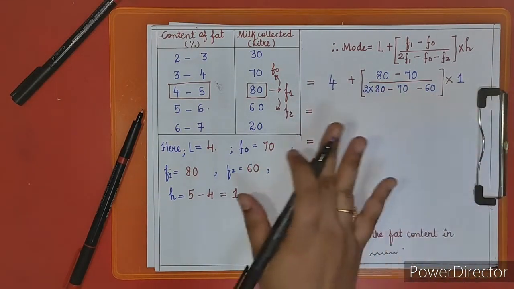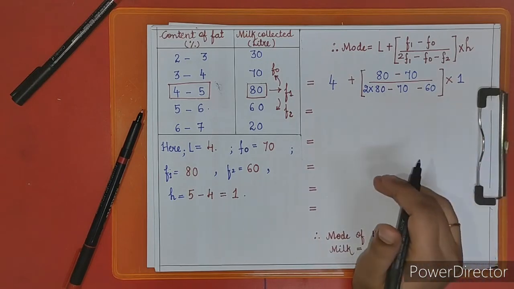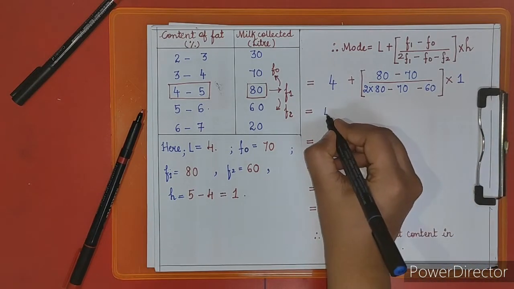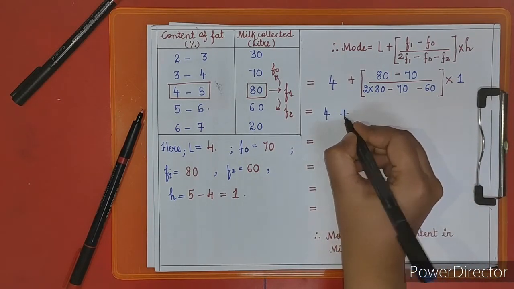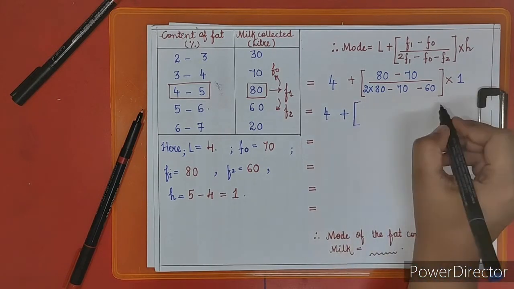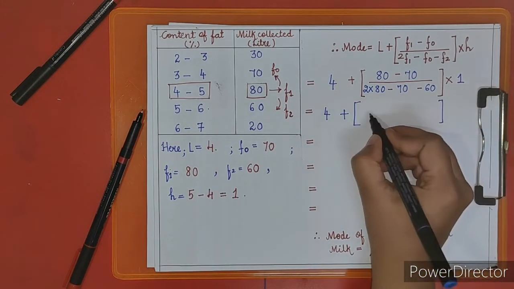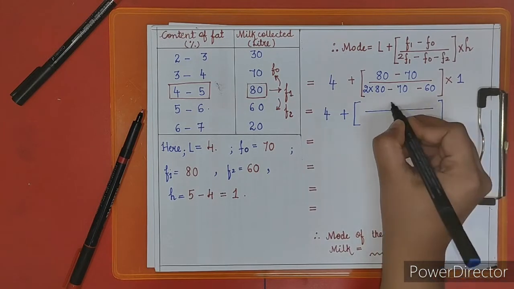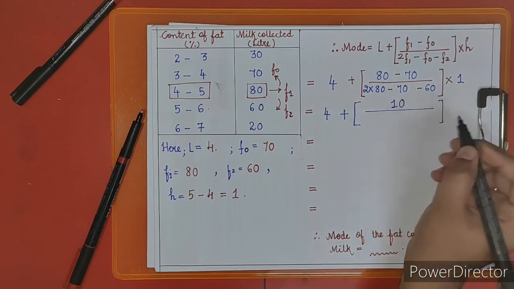We have substituted all the values properly. Now let's begin with the calculation. I have taught you how to calculate, solving the bracket first. Coming to the numerator, we have 80 minus 70. So it will be 10.